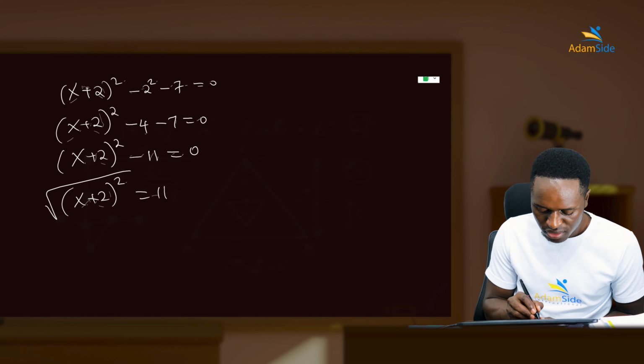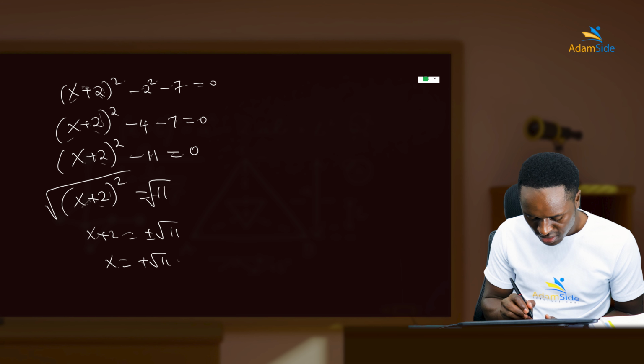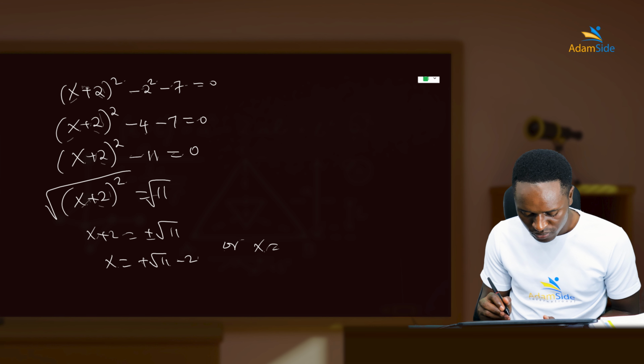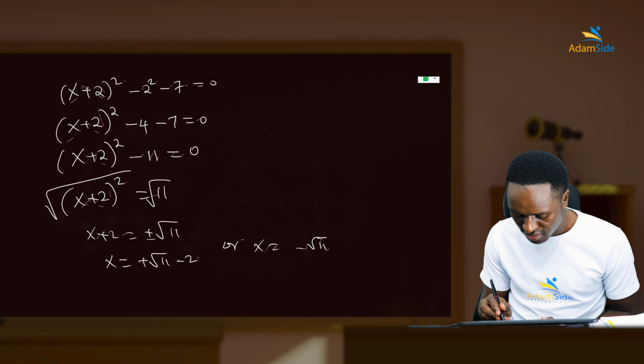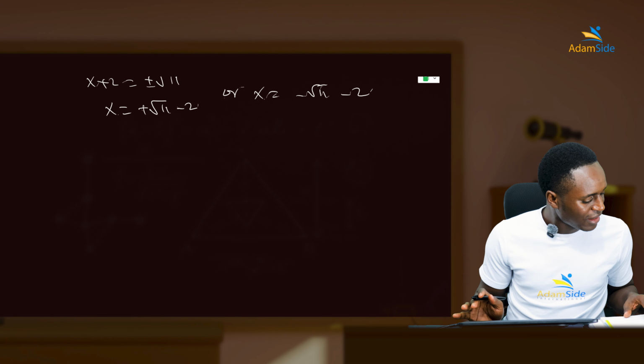Find the square root: x plus 2 is equal to plus or minus root 11. So x is equal to plus root 11 minus 2, or x is equal to minus root 11 minus 2. This is the answer, and you leave your answer in surd form.